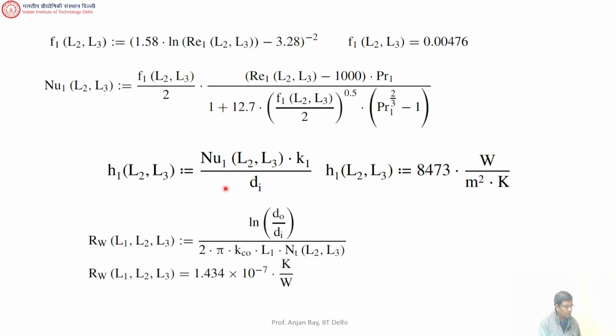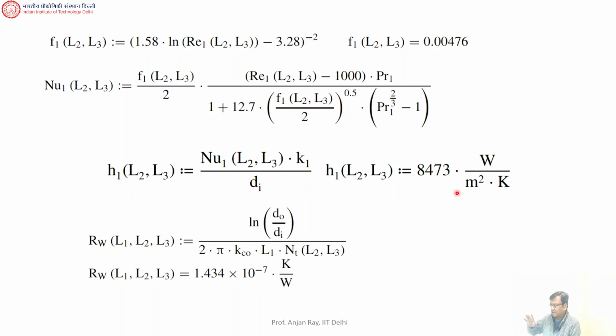And Nusselt number 1 is, okay, in terms of friction factor. And this is the expression. And from Nusselt number, so you know the friction factor, you know the Reynolds number. And you can do this calculation. And once you have that, you can get the heat transfer coefficient. That turns out to be 8,473 watt per meter squared Kelvin.